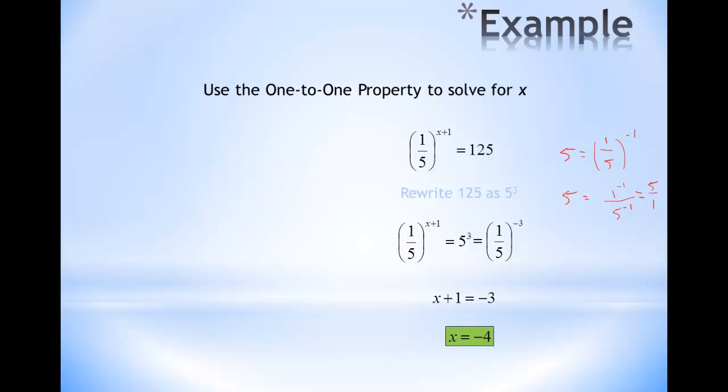Basically, if I plug in -4 here, I'm going to get 1 over 5 to the -3rd power, which is 1 to the -3rd over 5 to the -3rd, which is 5 to the 3rd over 1 to the 3rd, which is equal to 125. So that's how the negative exponent works. Don't get confused with negative exponents.